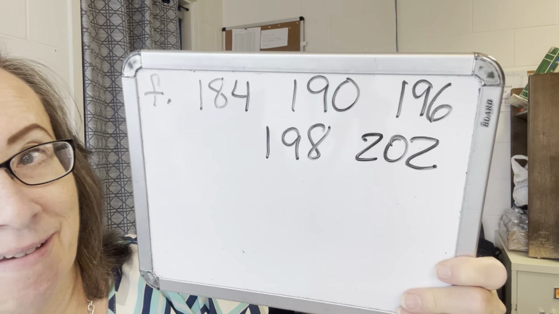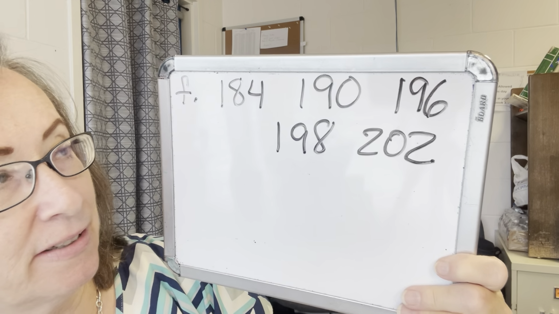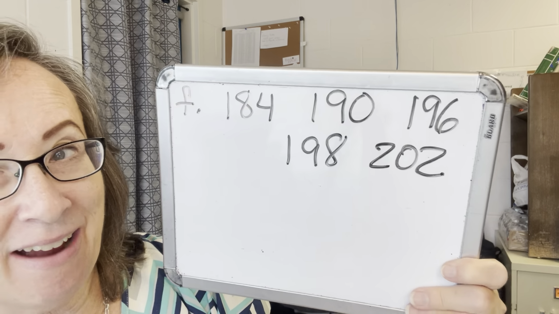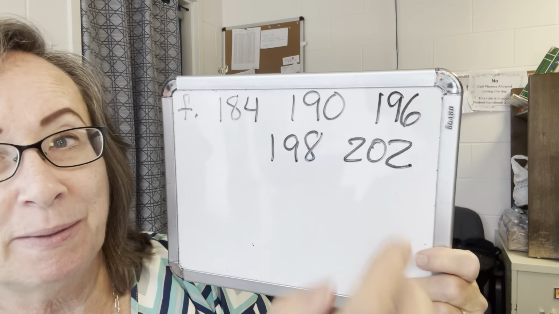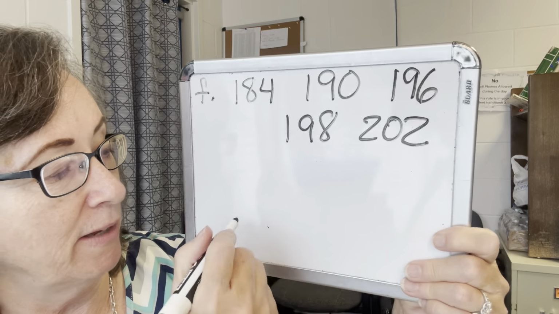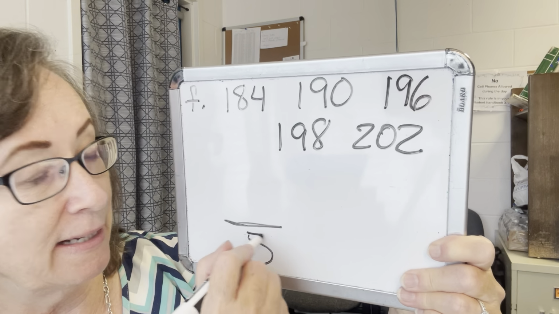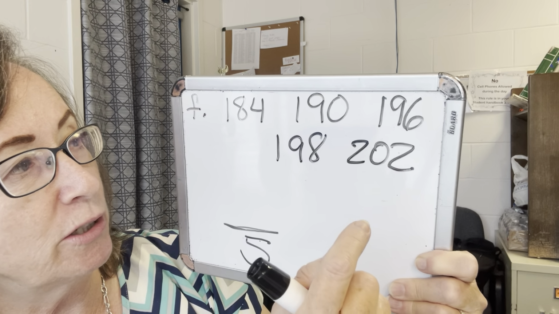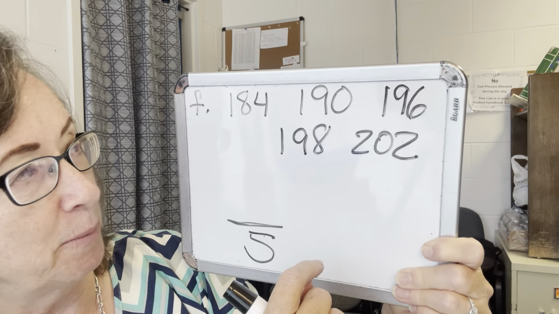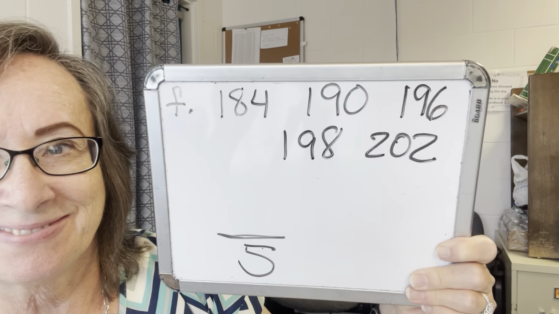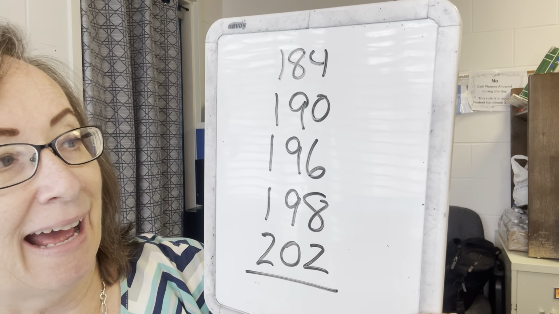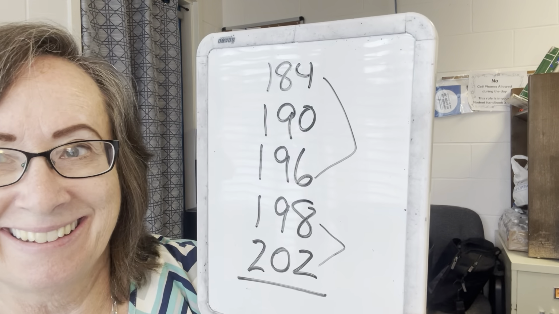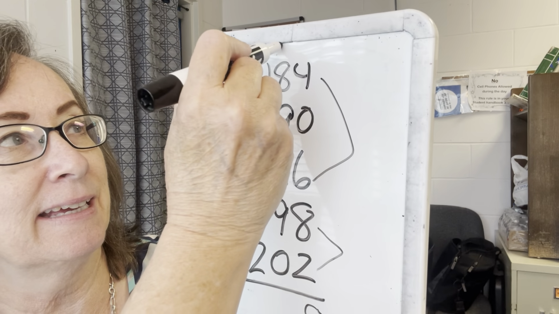Okay, in problem F, they give us 5 basketball player heights in centimeters, and we're to find the average, which means we're going to add them all up and divide by 1, 2, 3, 4, 5. So we know that 5 is going to be the divisor, and we have to add all of these up. So I'm going to go ahead and do that in a column because I think it'll be easiest for you to follow. Okay, here's my column, and I always look for groups of 10. 10 and 10. 10 and 10 is 20, so that makes it easy.